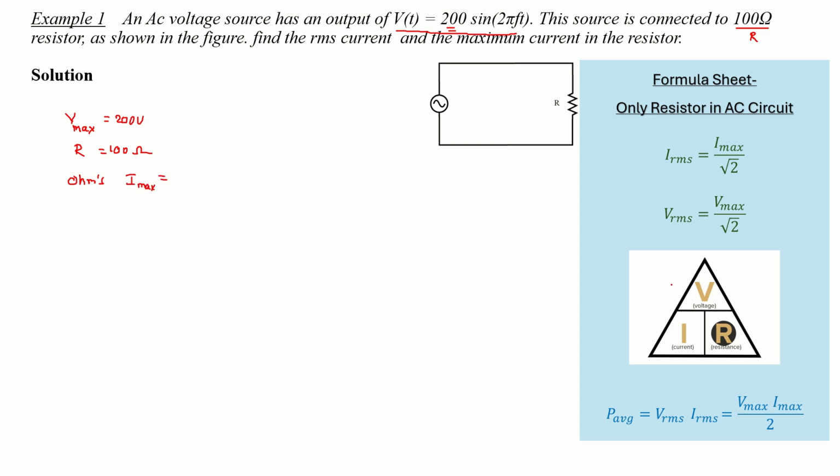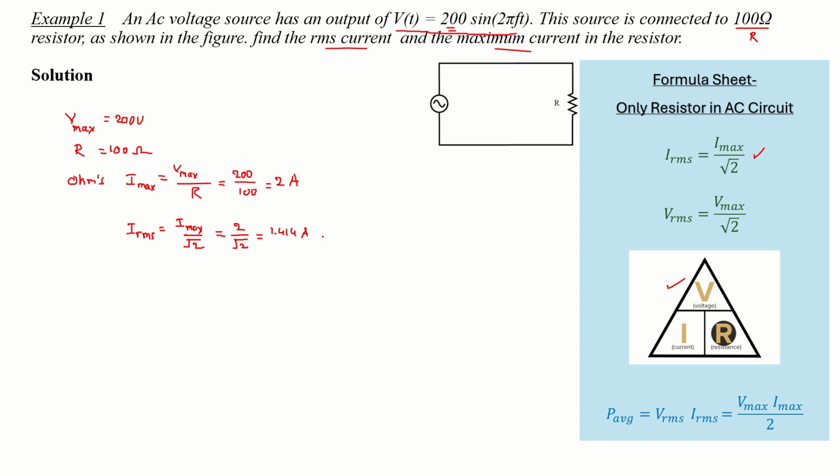The Ohm's law triangle is given here. So, I equal to V over R. Since the max is given, we write the max only. So, Imax equal to Vmax, 200, over the resistance, 100, which is equal to 2 ampere. Now, what we have to find? The RMS current. We can get it by the formula Imax over root 2. The Imax value we just got is 2, divided by root 2, which is equal to 1.414 ampere. We have found the RMS current and the maximum current.